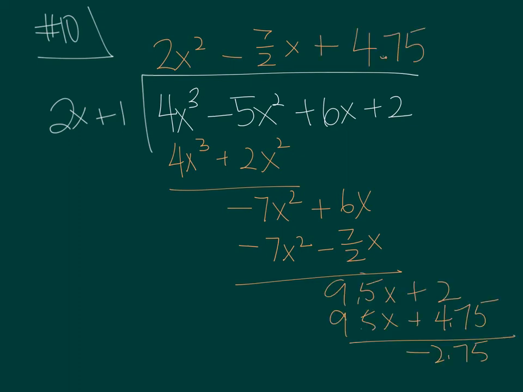So continuing with the long division, we're here, and then I have left over 9.5x. 4.75 times 2x gives 9.5x. 4.75 times 1 gives 4.75. Subtract those. So my final answer then, when I divide 4x cubed minus 5x squared plus 6x plus 2 divided by 2x plus 1, is 2x squared minus 7 halves x plus 4.75, and the remainder is at the very bottom, negative 2.75.